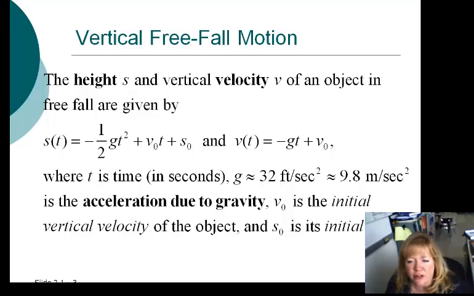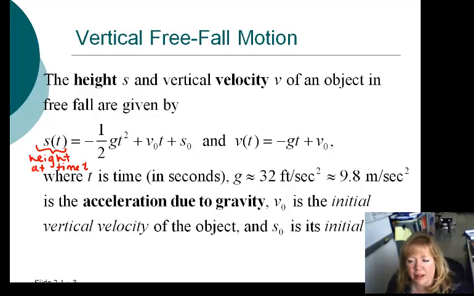You have to know what the other numbers are. You're going to put a number in for g, a number in for v sub 0, and a number in for s sub 0. That'll give you a quadratic, which is going to be an upside down parabola when you graph it. s of t stands for the height at time t. The g is the gravity constant. The gravity constant for Earth is 32 feet per second per second.